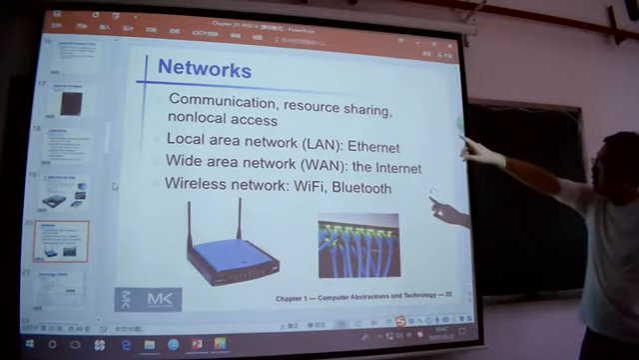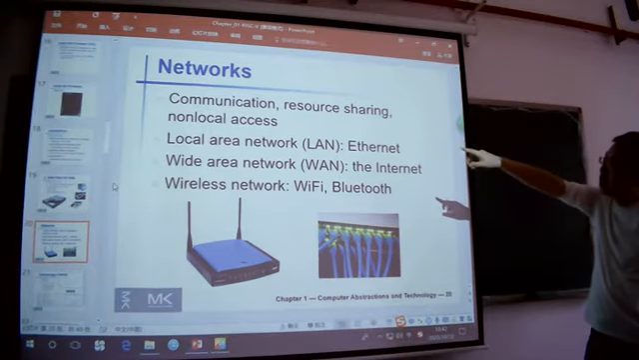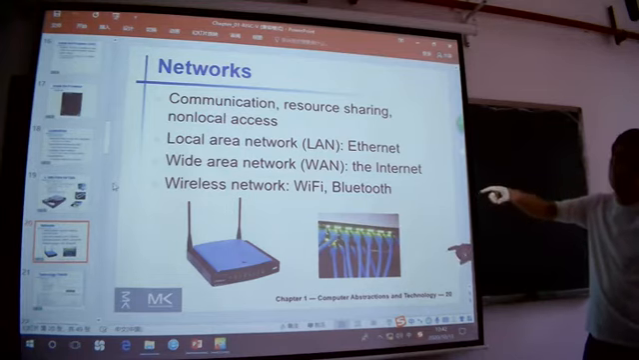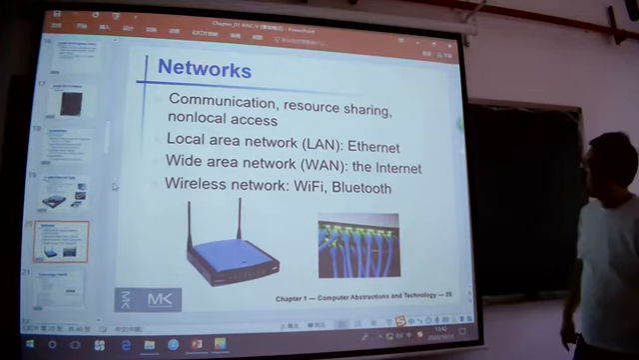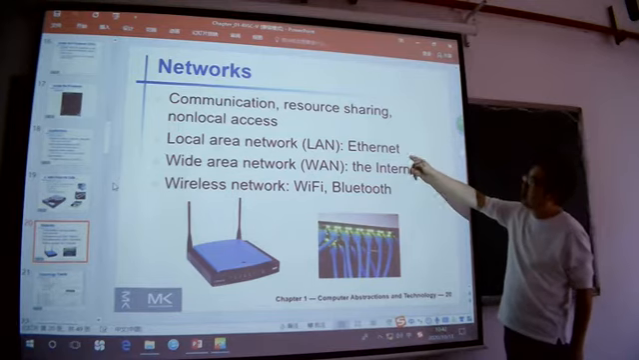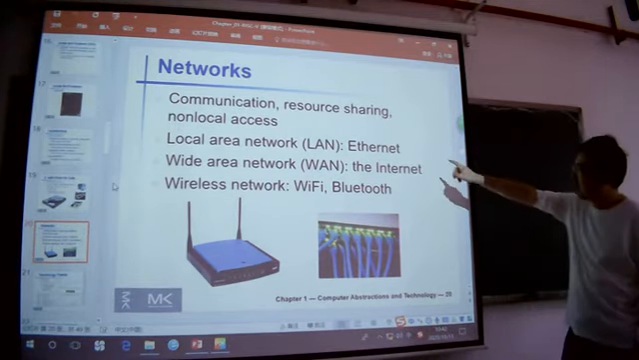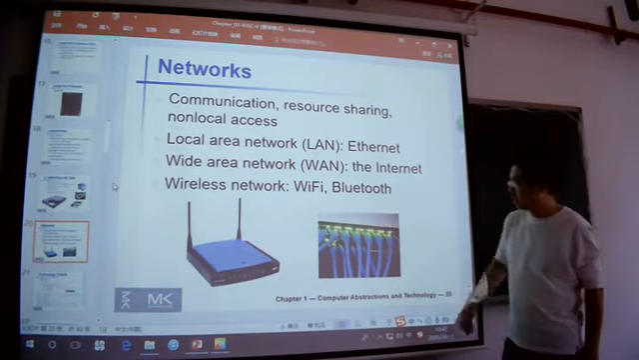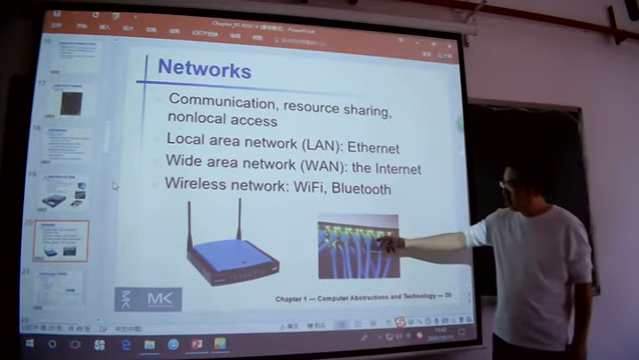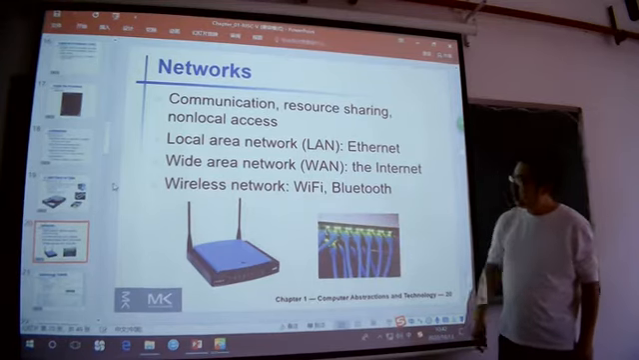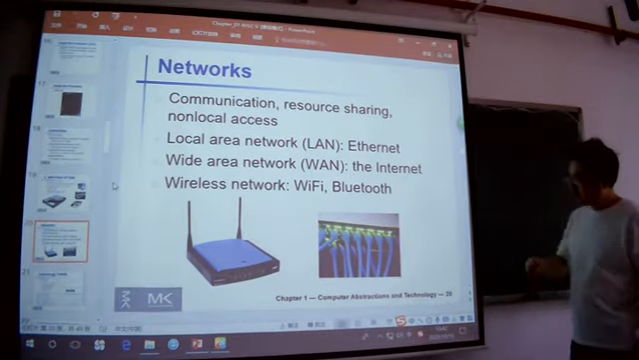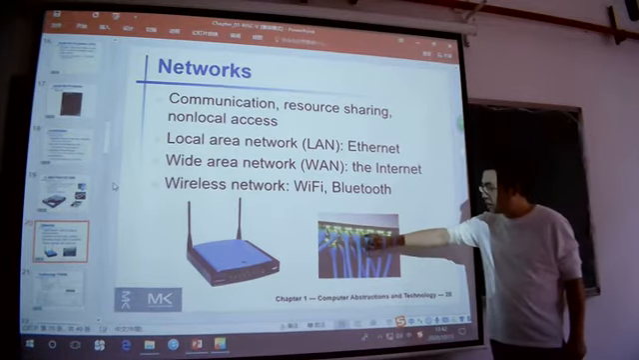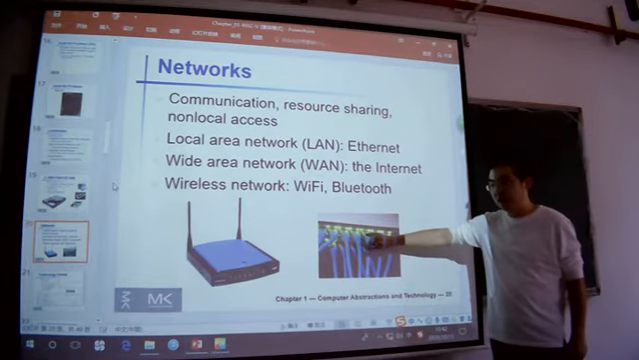So you can find communication, resource sharing, and non-local access are the uses of networks. We find LAN, which we call Ethernet, we call Internet, and Wi-Fi and Bluetooth. This is the network link, RJ45.